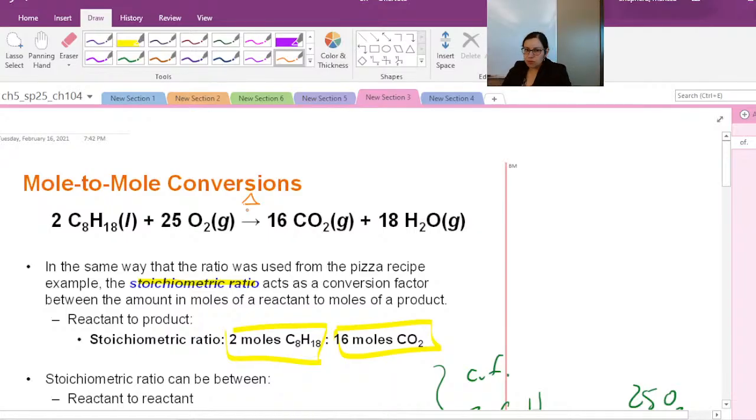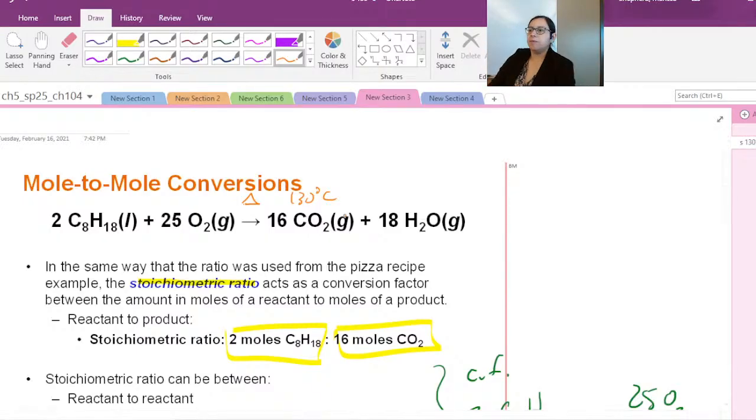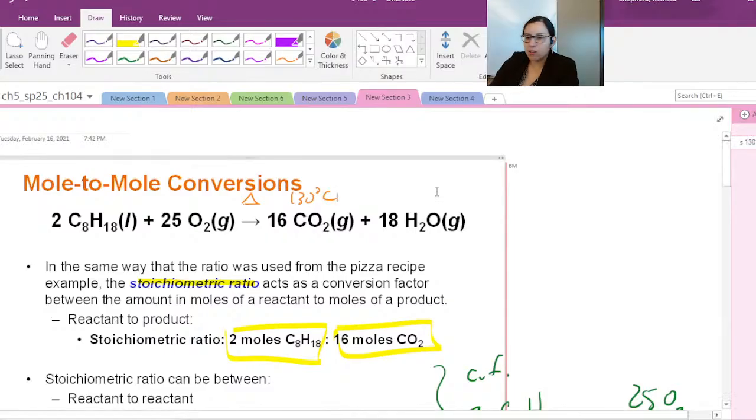Even though a combustion reaction is burning and is exothermic, you usually don't put the heating conditions for that. But there could be other reactions where it's heat at, say, 130 degrees Celsius, where it's actually giving you temperature conditions. A combustion is just going to go, and you're not going to baby it at a certain temperature.